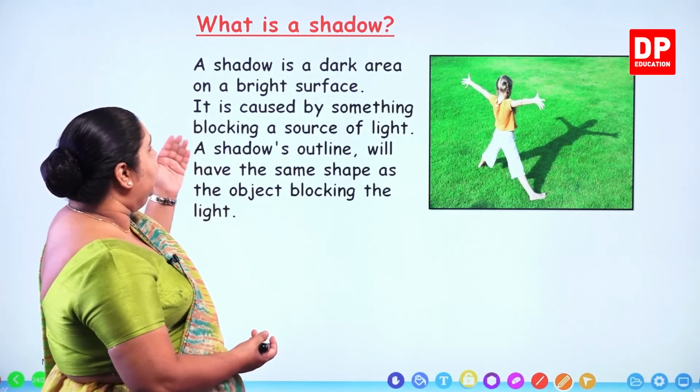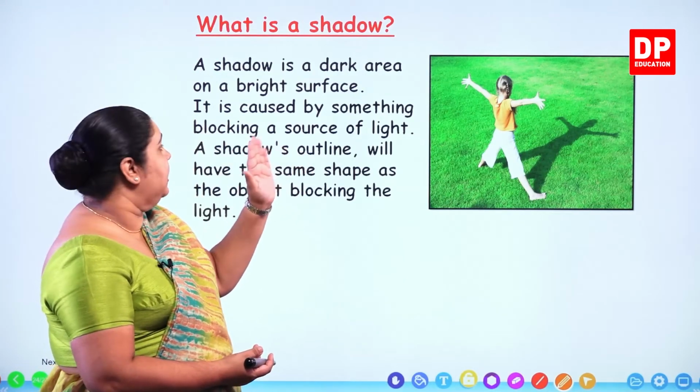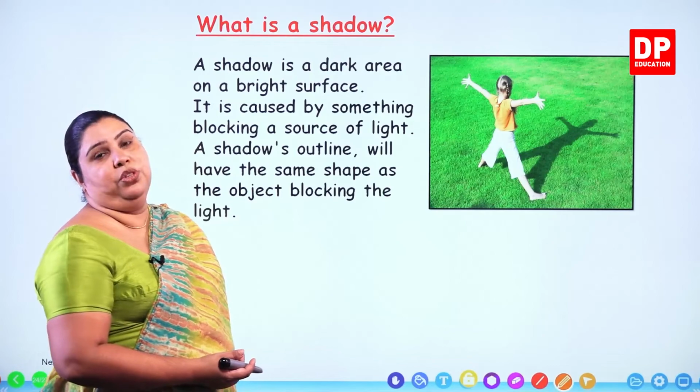So it is caused by something blocking a source of light.